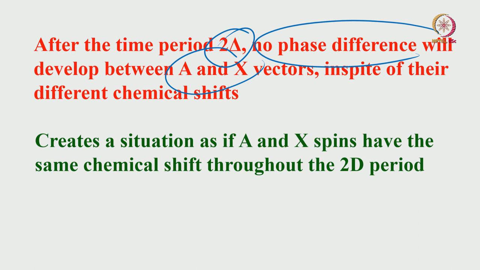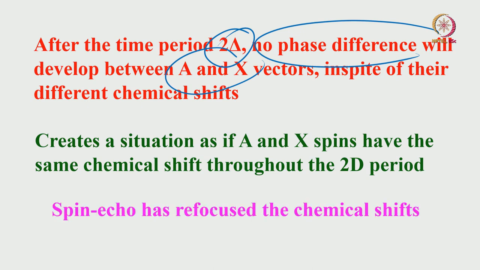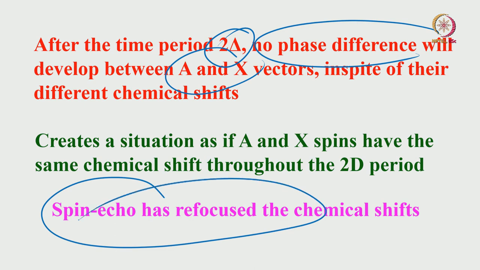You can imagine a situation now. There were two chemical shifts between A and X. After spin echo, it appears as if they have the same chemical shift. There is no chemical shift difference. And this means, I would say, spin echo has refocused the chemical shifts. It is called chemical shift refocusing. I took the example of two homonuclear spins, A and X. I showed that when the two spins are there, with spin echo, there is a chemical shift refocusing. The difference in the chemical shift between them is removed. When the difference in the chemical shifts is removed, we call it chemical shift refocusing.